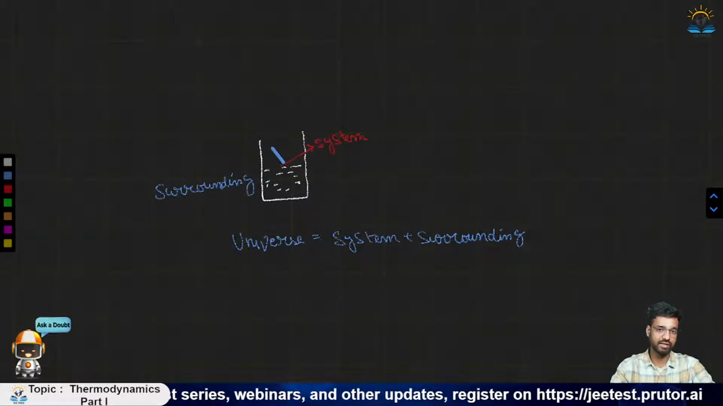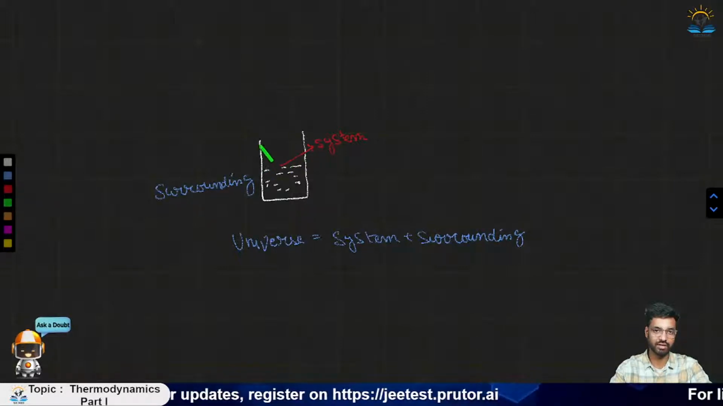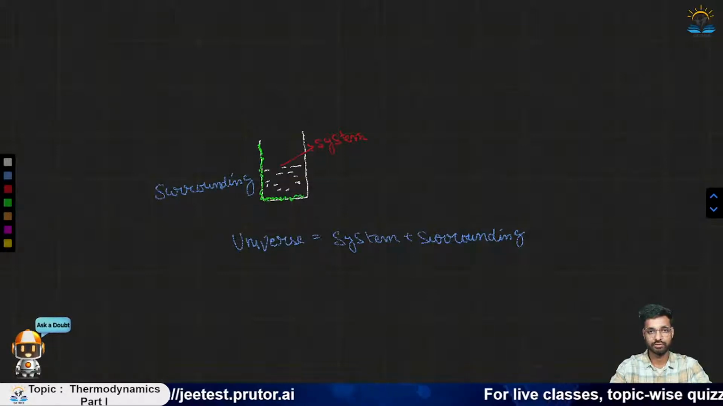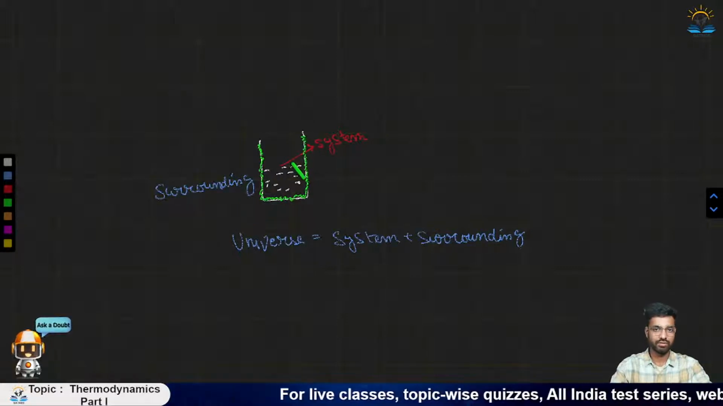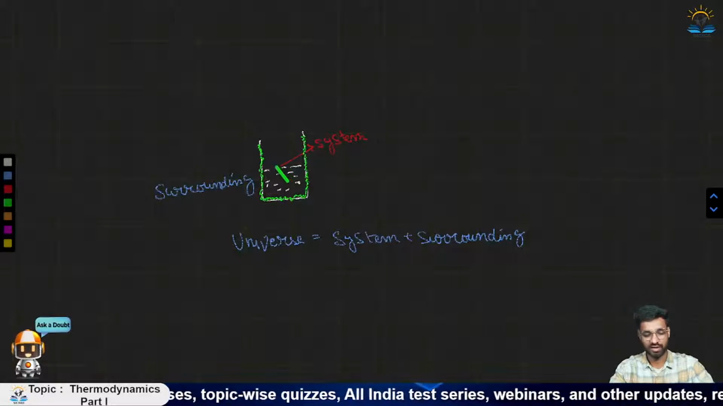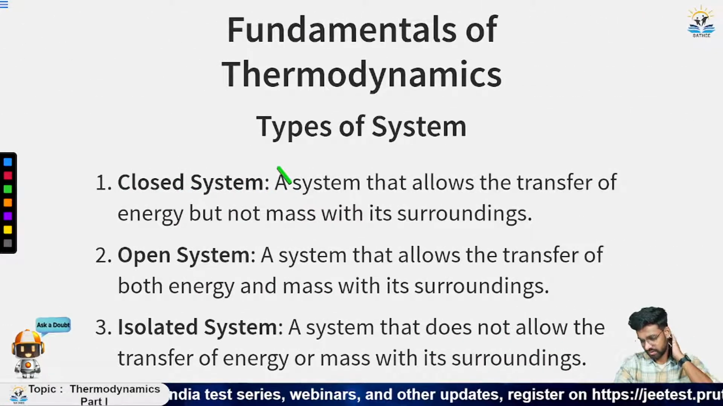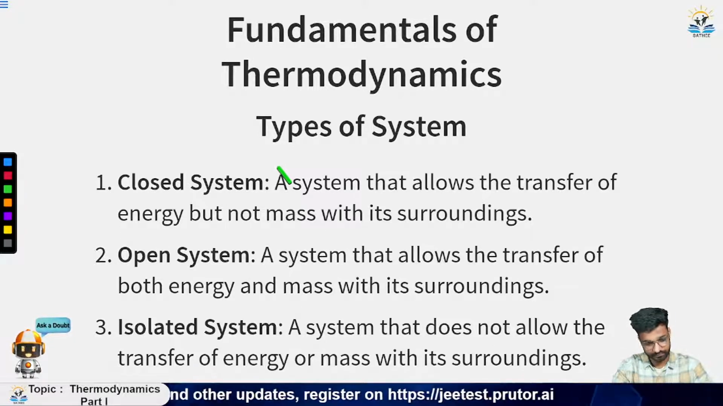Now you can see that there is a wall. So this is the wall here. It is separating both the system and the surrounding. It is defining a boundary between the system and the surrounding, and it is called the wall. So wall can be of many types. We will study those types later on, but before that, let us study what a system is.